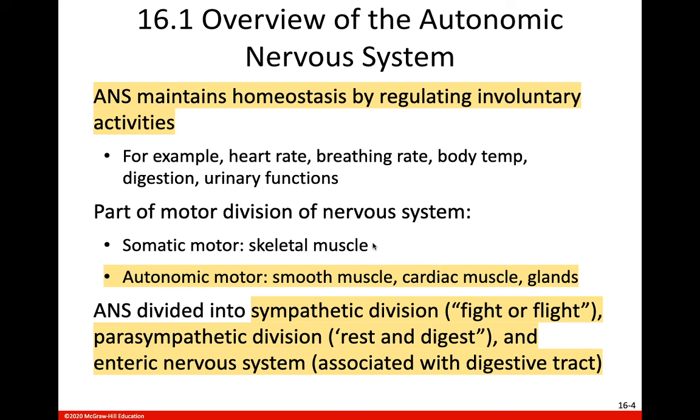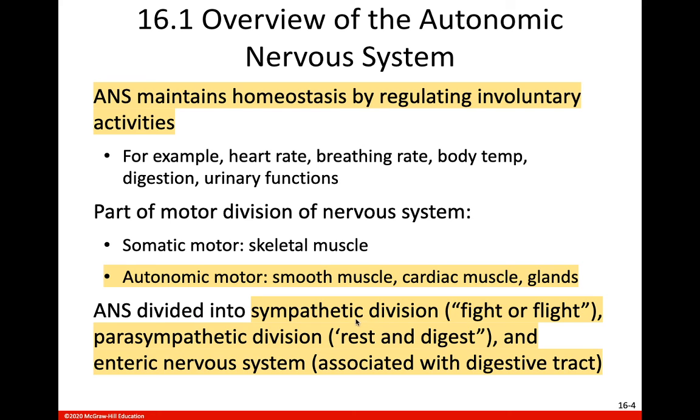So again, as we just went over, the autonomic nervous system is going to be concerned with regulating the involuntary functions, the involuntary muscle, the cardiac muscle, the smooth muscle, as well as glands, as opposed to the somatic, which regulates your voluntary muscles. That's going to be your skeletal muscle. So again, that autonomic nervous system is going to be concerned with maintaining homeostasis by regulating things like your heart rate, your breathing, your body temperature, your digestion, your urinary functions, things like that. And again, it is innervating your smooth muscle, cardiac muscle, as well as glands.